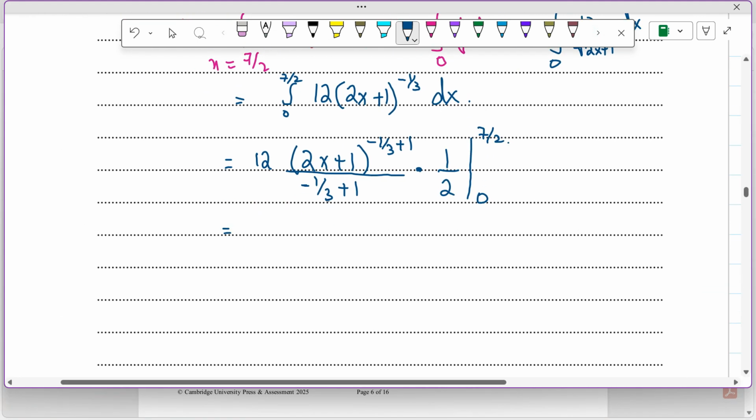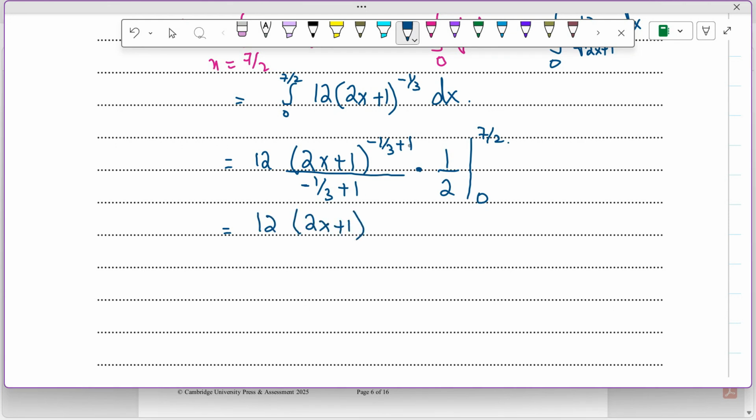Further solving, we will have 12 times 2x plus 1 whole power, which is negative 1 over 3 plus 1 is 2 over 3, and this one is also 2 over 3 and 1 over 2. So this one will be 6. This one is also equal to 3. So 3 times 3 is 9. 2x plus 1 whole power 2 by 3, limit from 0 to 7 by 2.